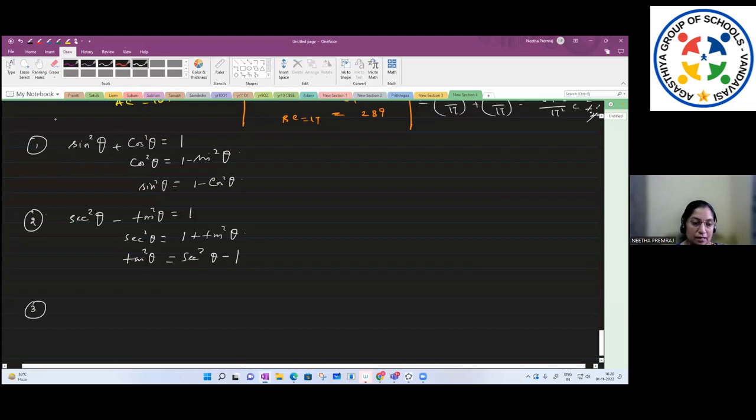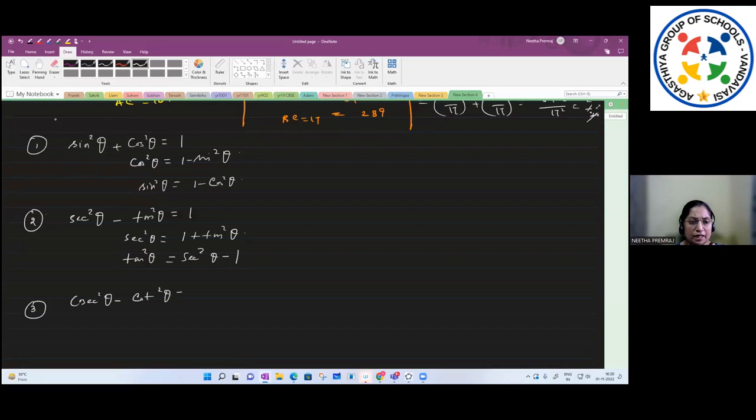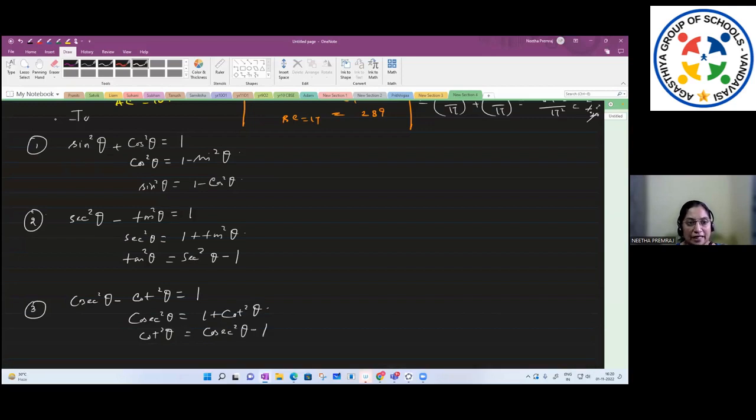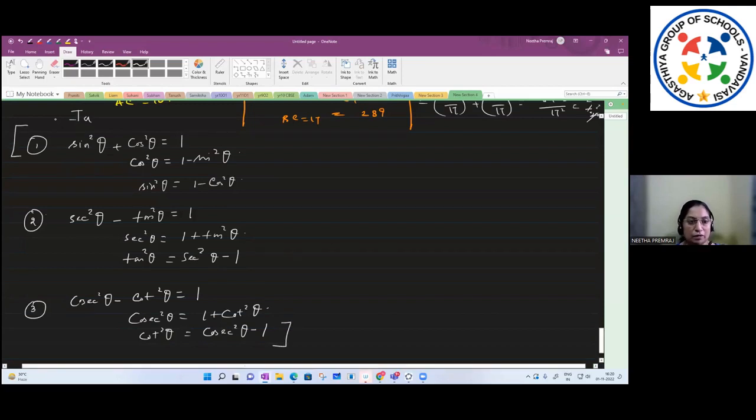Similarly, this one, cosecant square theta minus cot square theta is equal to 1. So how do you write this? Cosecant square theta is equal to 1 plus cot square theta, and cot square theta is equal to cosecant square theta minus 1. So these are all called identities. We have so many formulas, but for your grade, if you know these three, that is fine.